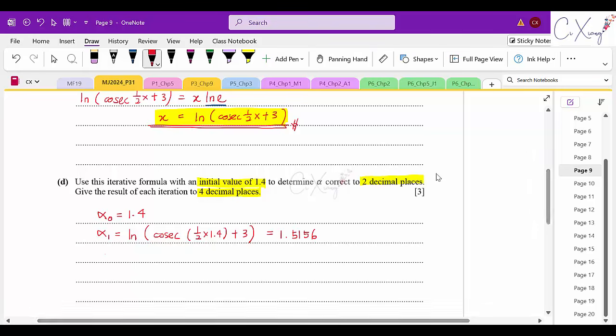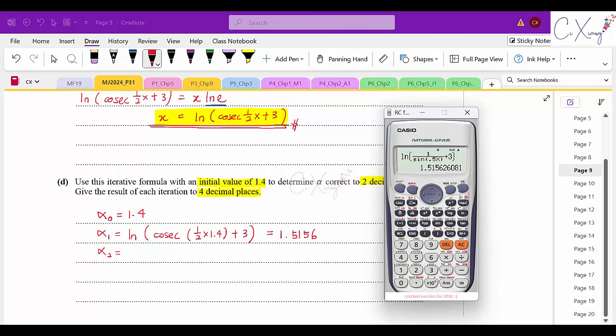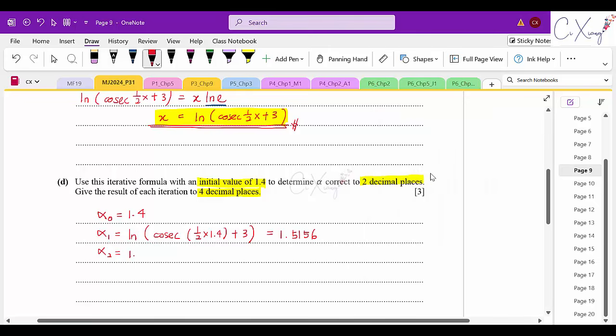Alright, then to get the second iteration, you need to substitute 1.5156 back into the iterative formula. You can repeat this process using the calculator straight away. So I press calculate again, key in the value for the first iteration, 1.5156, then press the equal sign. From here, you can see that the second iteration I get is 1.4940. So I write 1.4940.